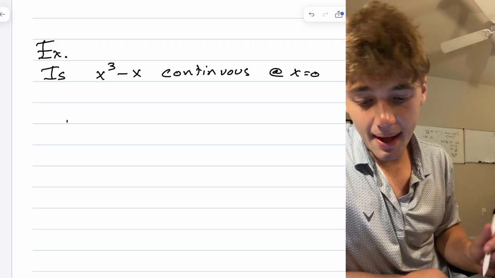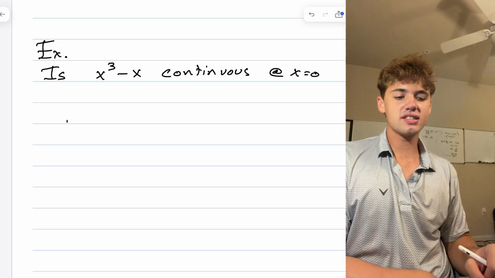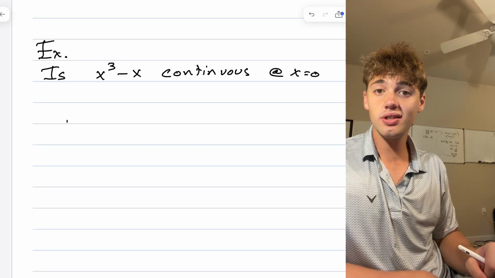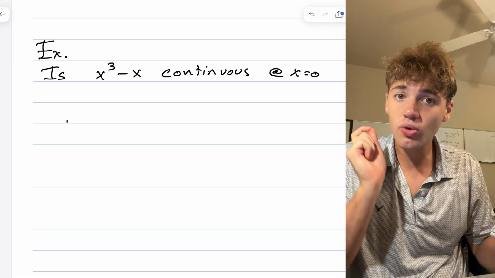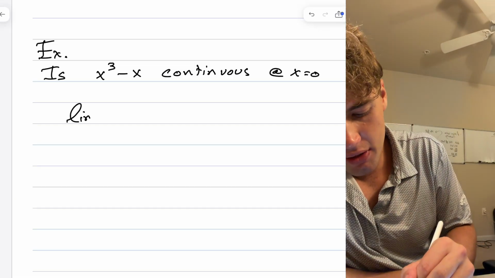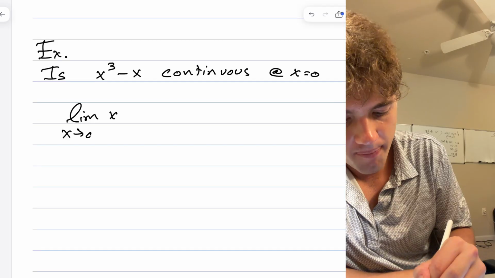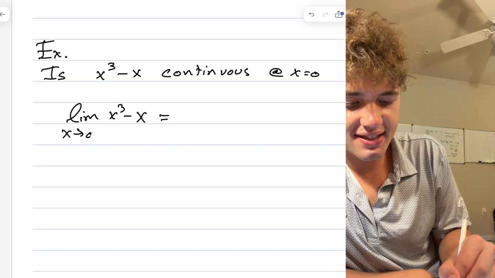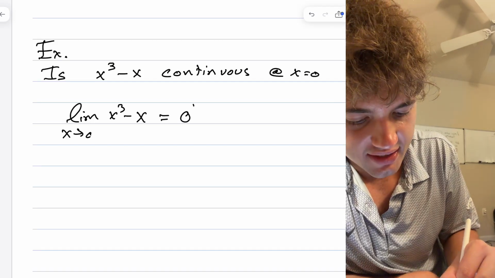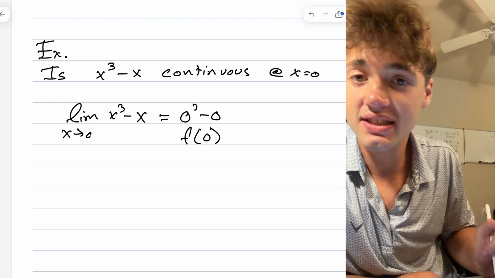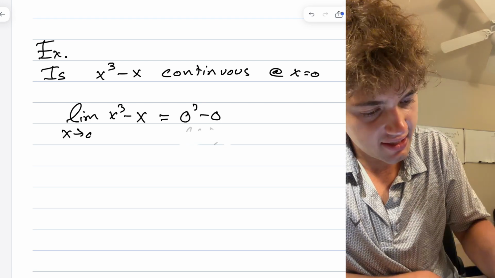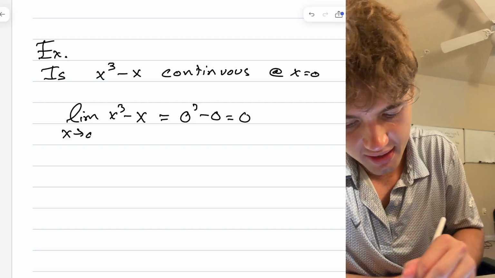All right, here's another example. Is x cubed minus x continuous at x equals 0? That's the question we're trying to solve right now. We want to know if the point is continuous. And the way that we do that is we need to show that the limit as x approaches 0 of this function is the same thing as 0 cubed minus 0, or the function value at 0. And this one's pretty easy. This is equal to 0, but we need to check this here.